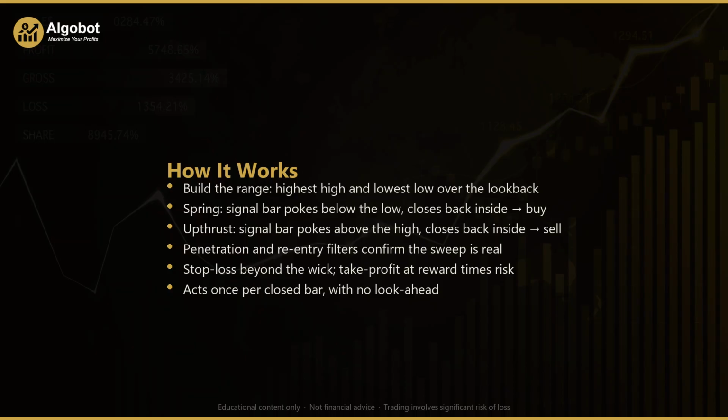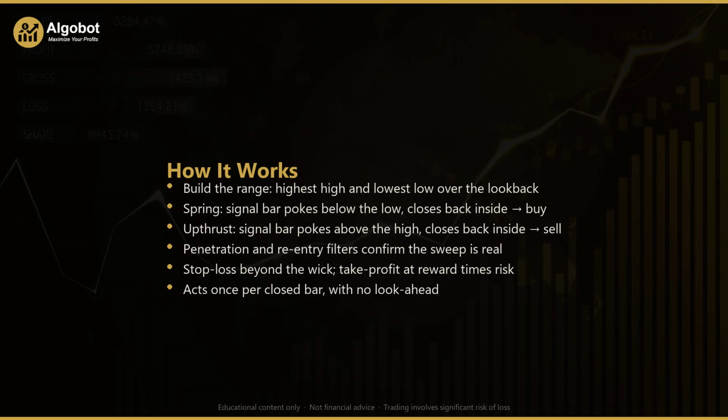From the height, the strategy derives 3 thresholds. The minimum penetration is how far price must poke beyond the edge to count as a genuine sweep. The reentry distance is how far back inside the range the bar must close to prove the breakout failed. And the stop buffer is a little extra room placed beyond the wick.